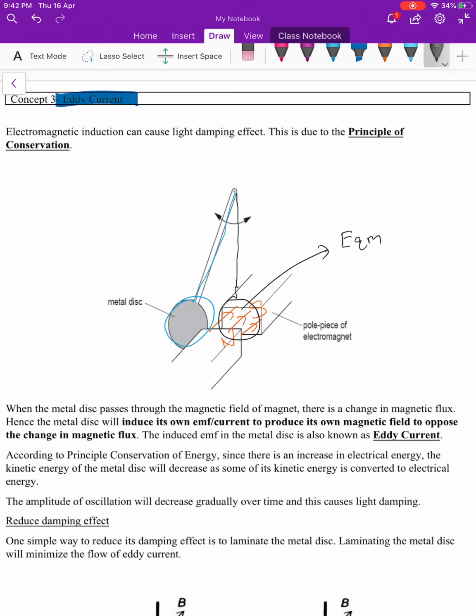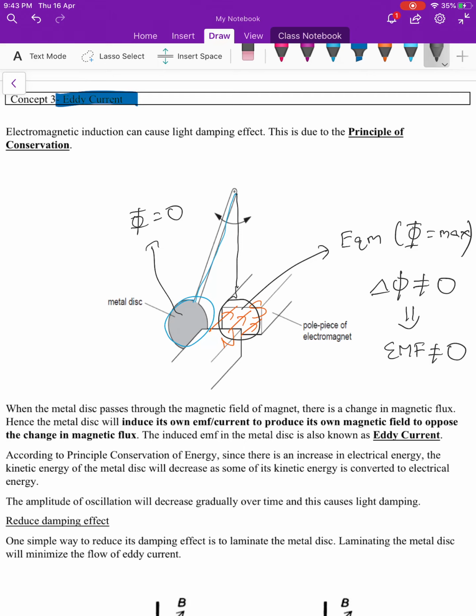Okay, so when 这个 pendulum或者这个 metal disc is at equilibrium, 它的 flux linkage 是多少？它的 flux linkage 是最高。Okay, so when 它在 maximum height 呢，maximum amplitude，它的 flux linkage 是零，大概零了。Okay, so 这个东西啊，this causes a change in flux linkage, right? This causes a change in flux linkage. Okay, so 如果 there's a magnetic flux linkage, when there's a change of magnetic flux linkage, 你就会有 EMF induced.